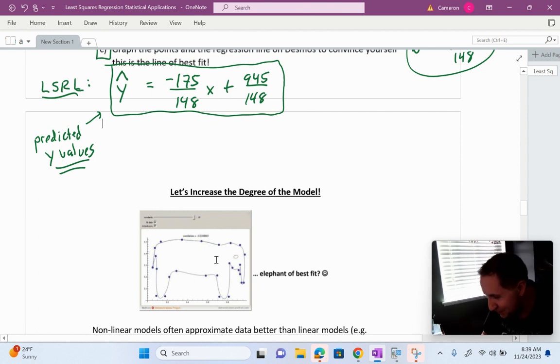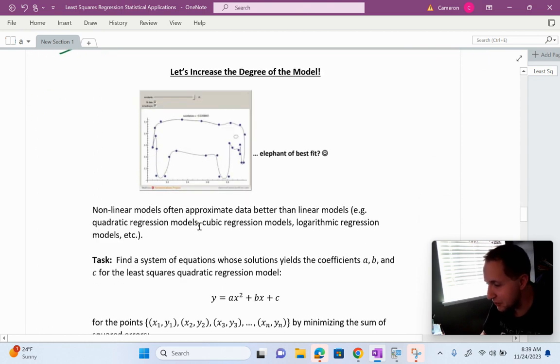Okay, that's a joke, but that's pretty funny, right? If you look at that, there's an elephant of best fit. I think that's funny. Okay, just kidding. You're not going to do that.